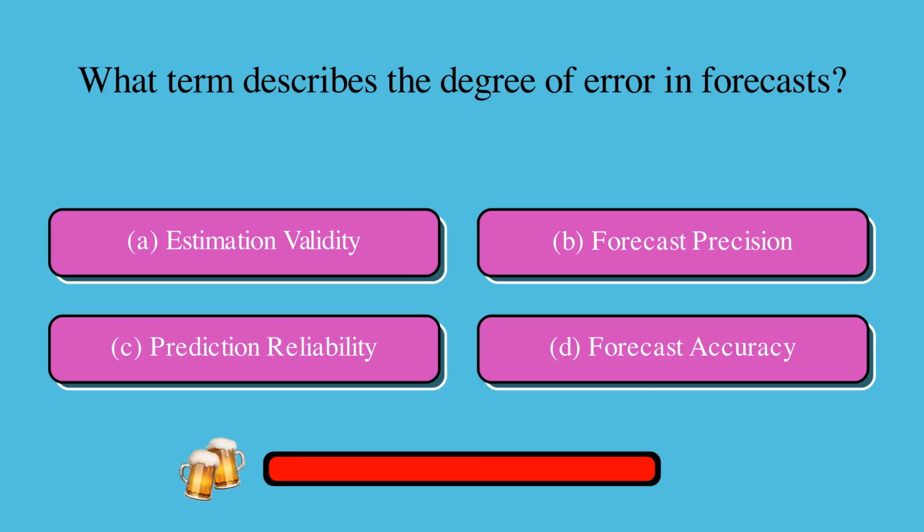What term describes the degree of error in forecasts? Is it A, estimation validity, B, forecast precision, C, prediction reliability, or D, forecast accuracy? The correct answer is D, forecast accuracy.